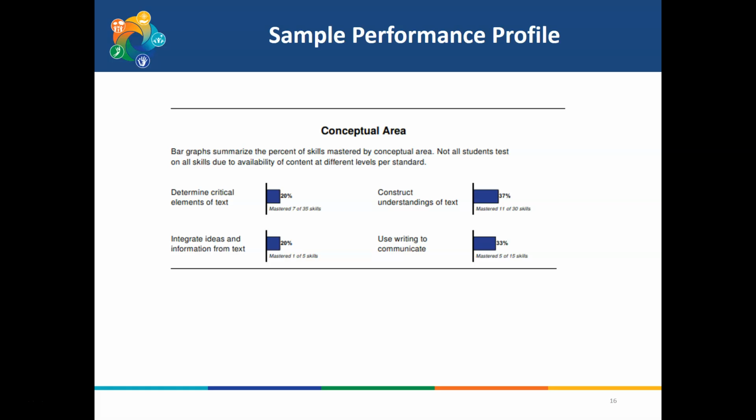Remember, conceptual areas typically have a different number of component skills, and students may not have been assessed on all of the skills within a conceptual area. While each bar can go up to 100%, the number of skills that go into the calculation is likely to be different by conceptual area.